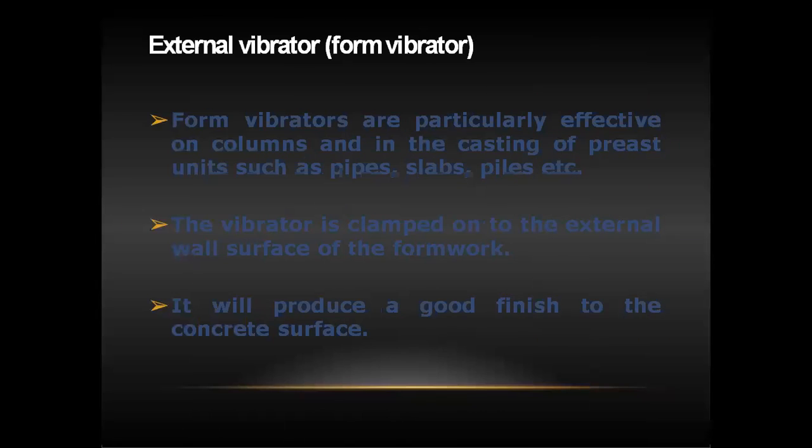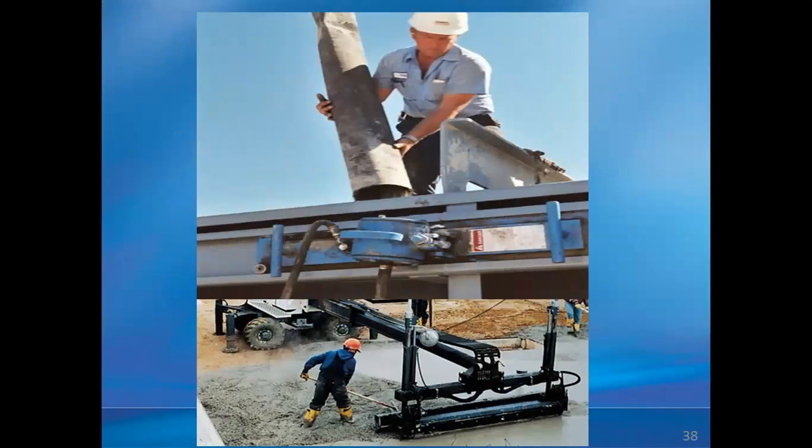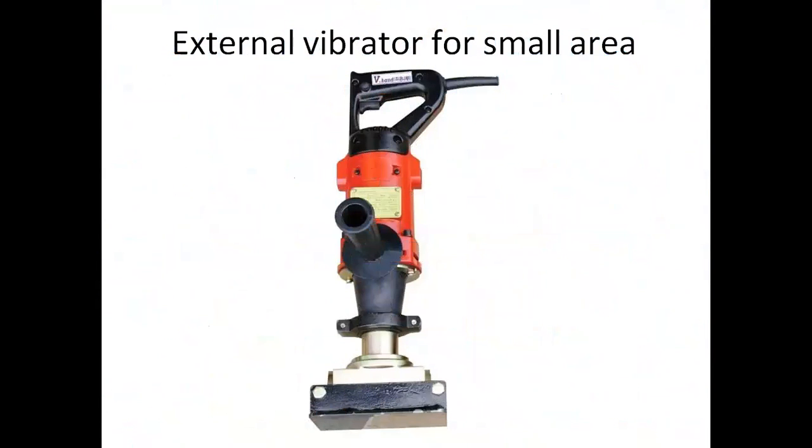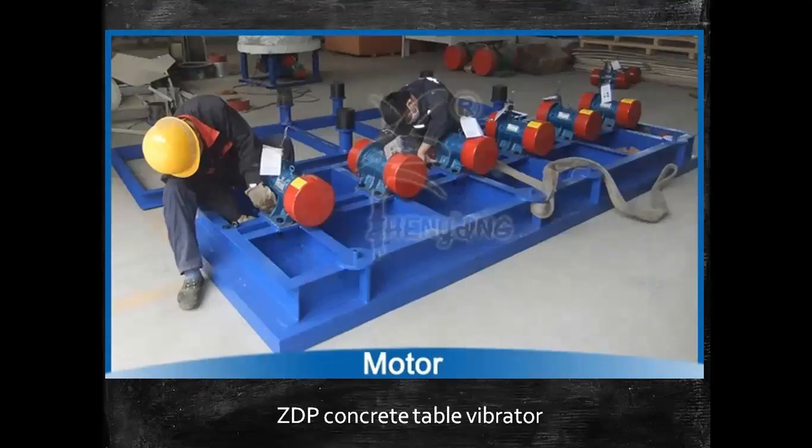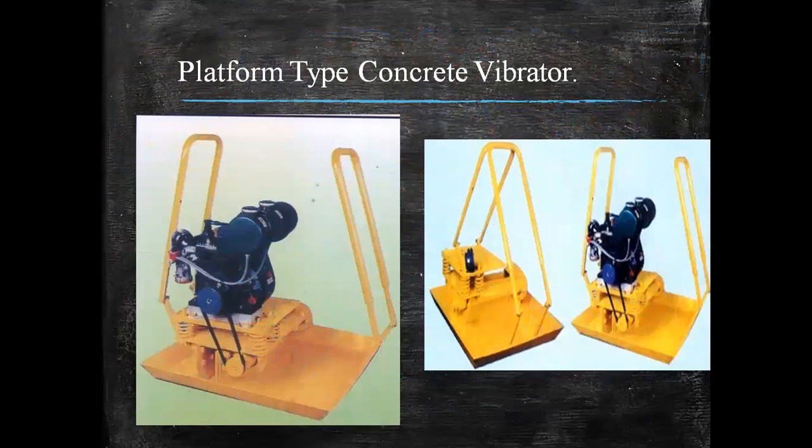The external vibrator, the foam vibrator, can be used for larger construction areas to get the work done quickly, and external vibrators can also be used for small areas, and table vibrators are useful for concrete cubes, and platform type concrete vibrators. So these are the different types of compactors which are used for soil compacting and for concrete compacting.